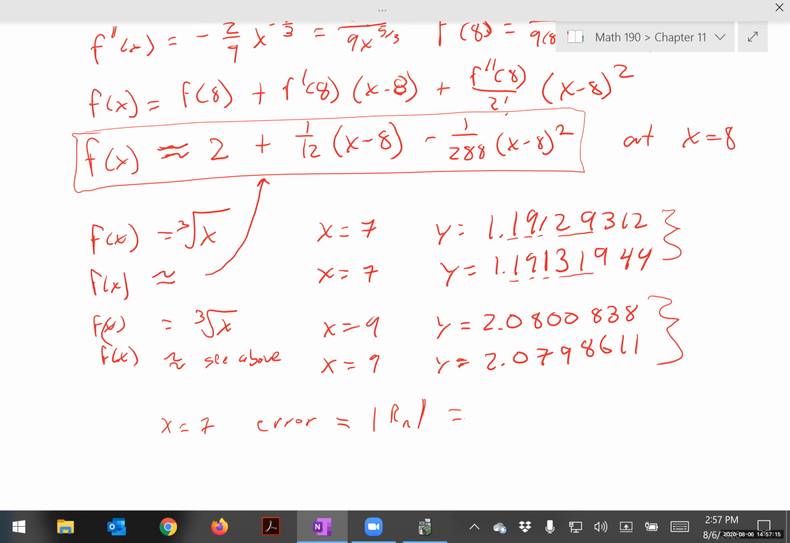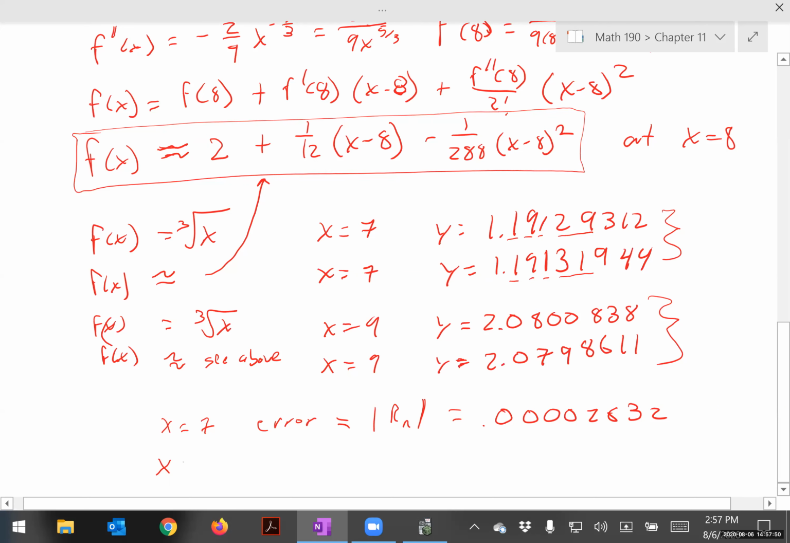Minus, let me make sure I did that correctly, 1.19131944, that's correct, minus 1.19129312. And I'm getting 0.00002632. That's the error for when x is equal to 7.